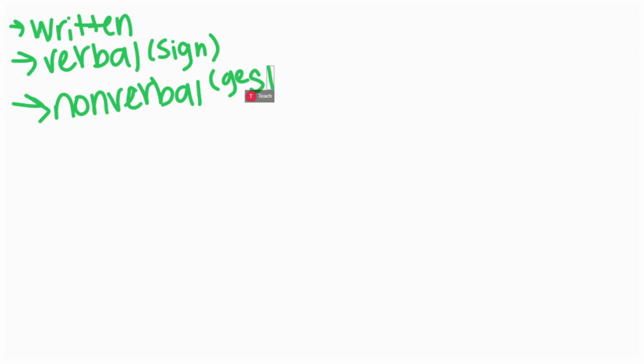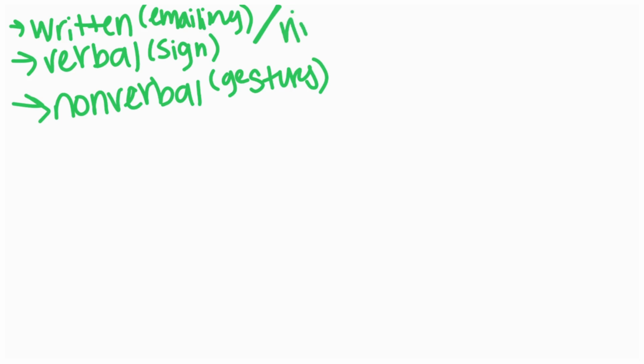So written is maybe you're emailing, right? It requires standard English, punctuation, and all of that, recording words through writing. And visual communication is using pictures. So if you draw a picture, it can add clarity. If you use a graph, it can show data more clearly. So graphics or infographics are visual communication.